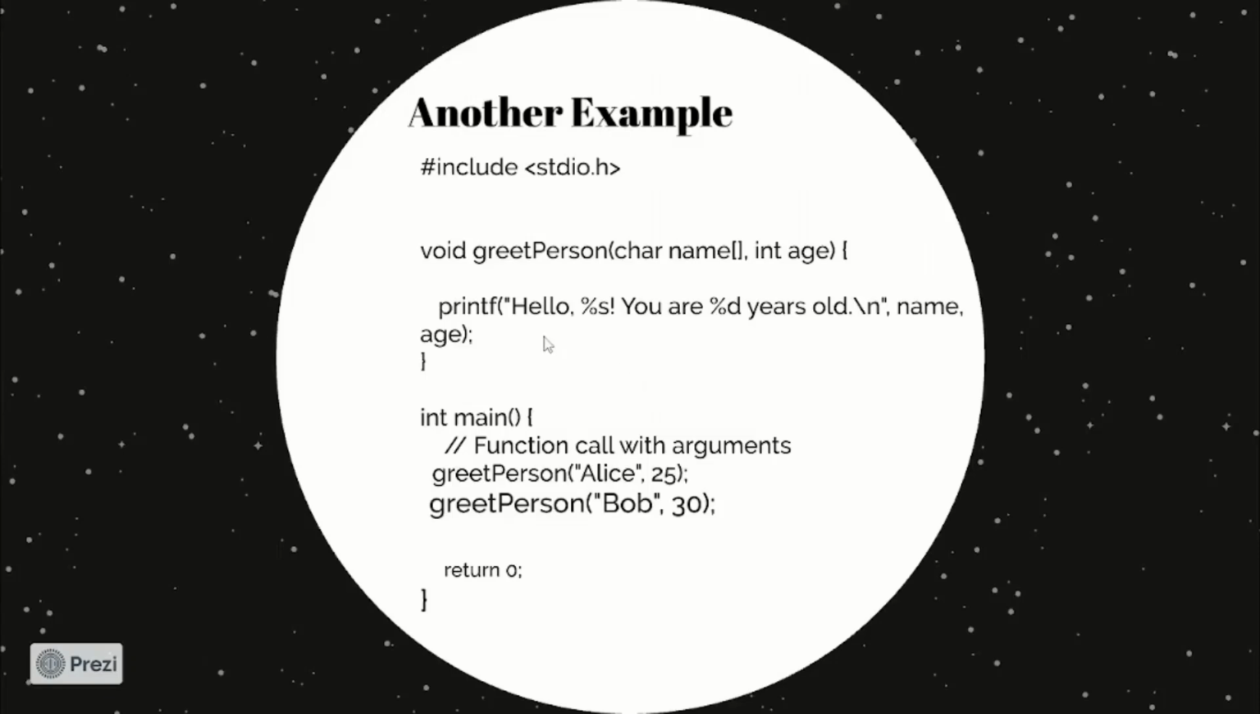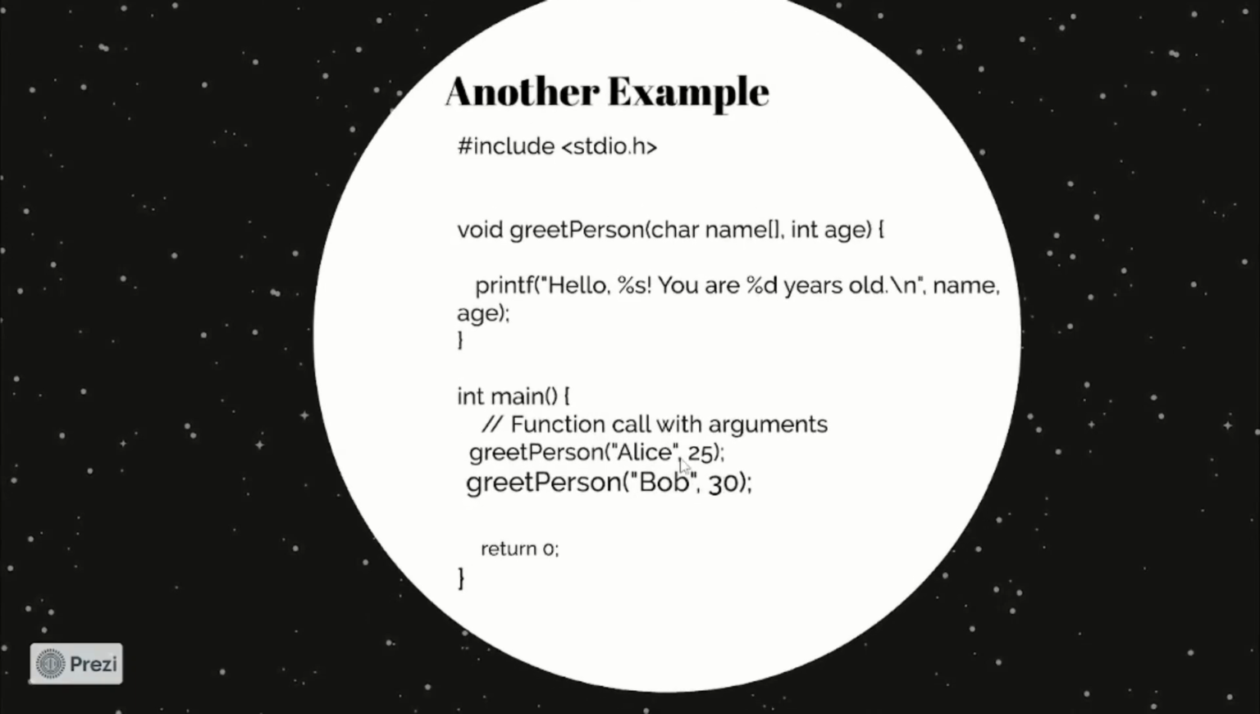Then this is the main function. Under the main function we can call the function in this format. This represents the function call. A function call takes place by providing a function name. greetPerson is a function name, right? Then we can provide data like Alice and 25. These are called arguments. Alice matches with the character name, and 25 matches with the age. This is how it works.